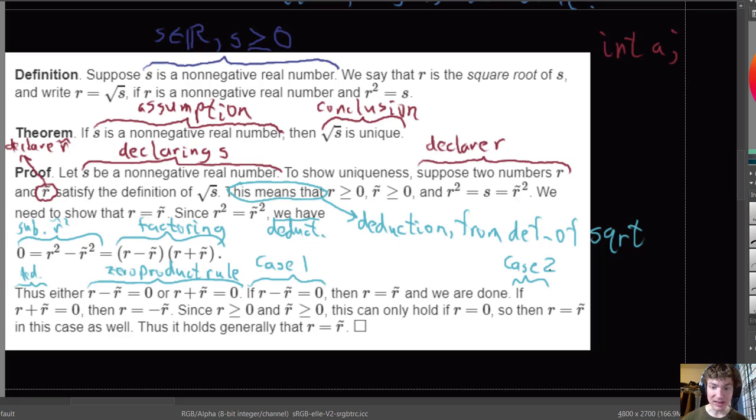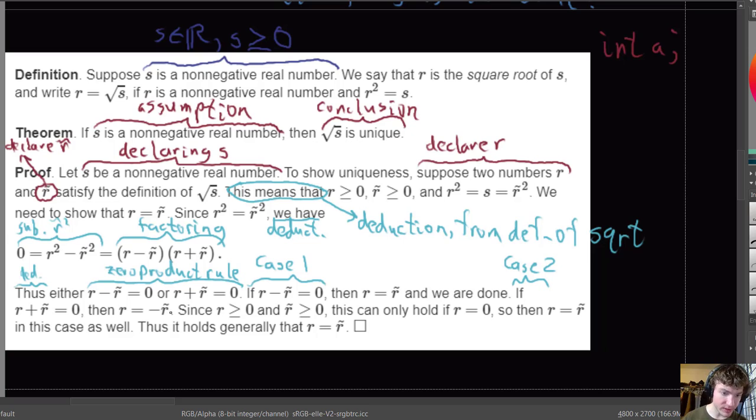So in this case 2, the only possibility, this deduction, is that r must be 0, which means r tilde is also 0, and again they're equal. So that was this deduction: if r equals minus r tilde and they're both non-negative, the only possibility is they're both 0, which means we again have shown r equals r tilde. Okay, so that's case 2.